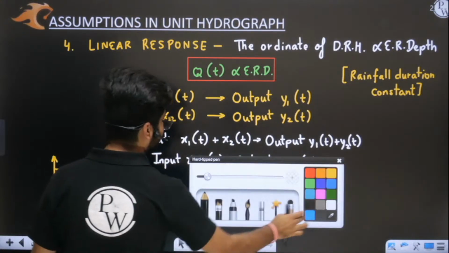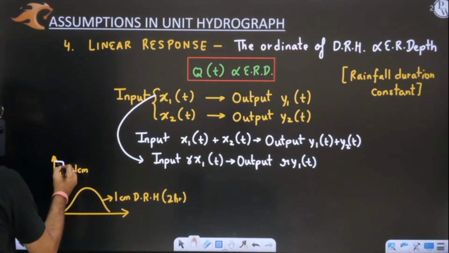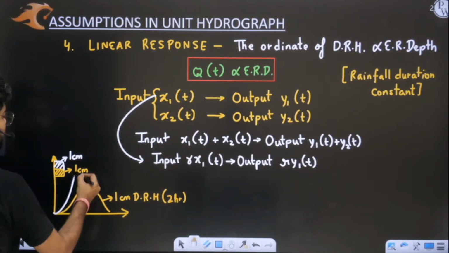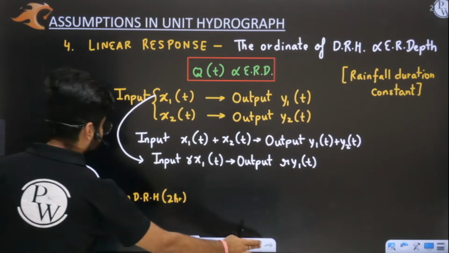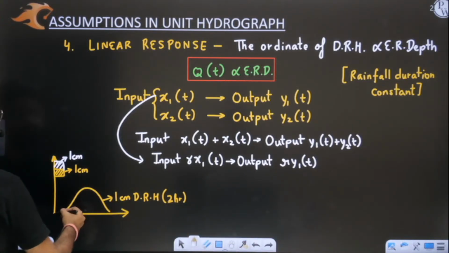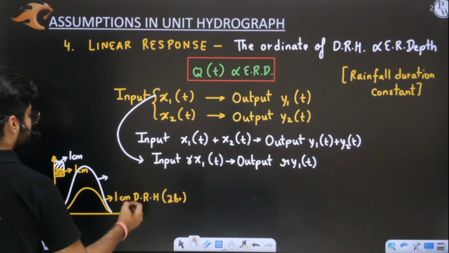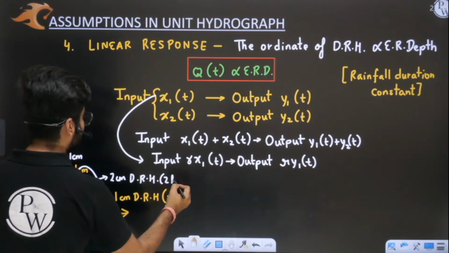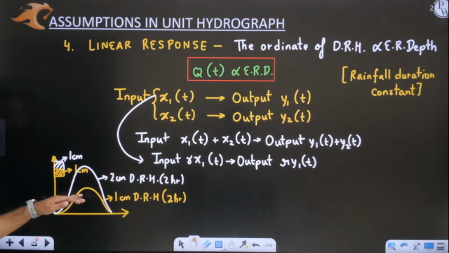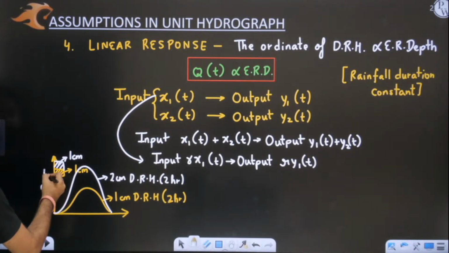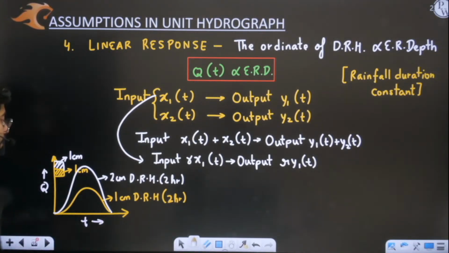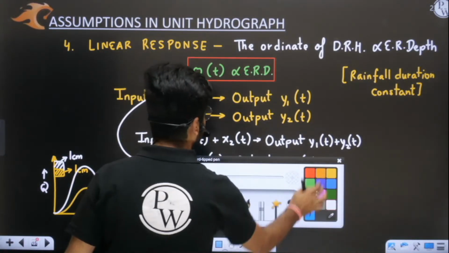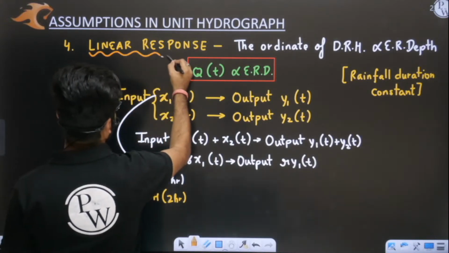Now let me double the rainfall. So if rainfall is getting doubled, total 2 centimeter, then the graph will be just doubled. Simply increase the ordinates. Discharge will be doubled. So this will be the 2 centimeter DRH of 2 hour only. Duration will be the same, but you will see that discharge will be doubled, double of the same shape. Yes or no? So this is the meaning of linear response. Linear response is very, very important. Without this, the method of superposition and nothing will be possible.